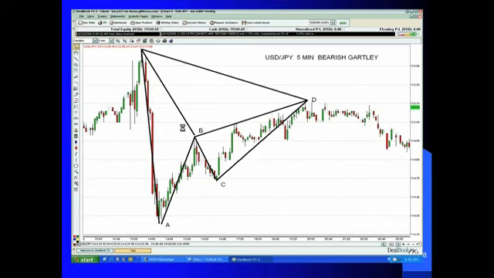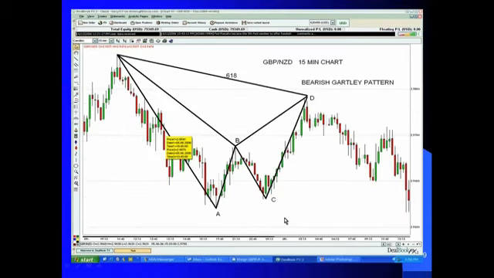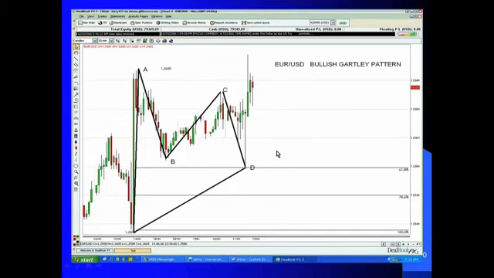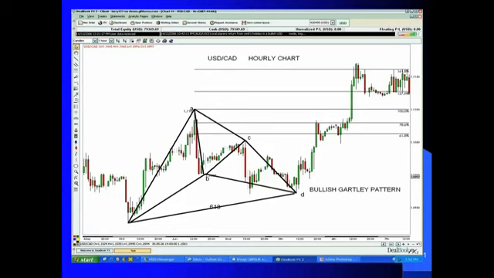This is the pound versus the Kiwi. You have an A, B, C, D coming in at a 618. We'll just show you. There's another one here of the euro, A, B, C, D coming in at the 618. And they have a high degree of success. They don't work all the time, but they do give you a pretty good idea of what the pattern is.